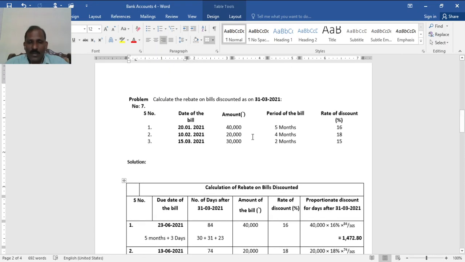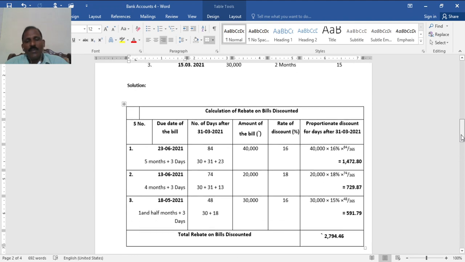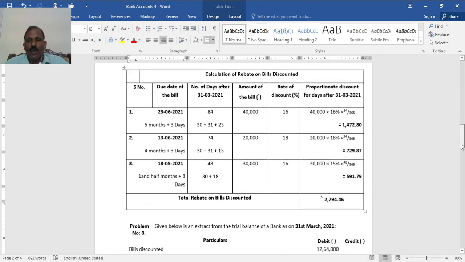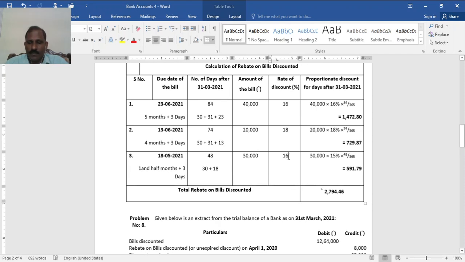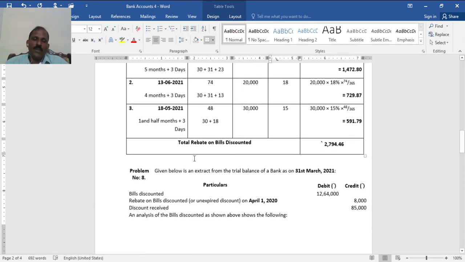Not 5 months. That is to calculate the due date. Due date is like this. Then days after closure of accounts. So at 15% on 30,000 for 48 days, it is 591.79. Total 2,794 is the rebate. This may be for 6 marks. In addition to that, if a journal entry is asked, then it may be.